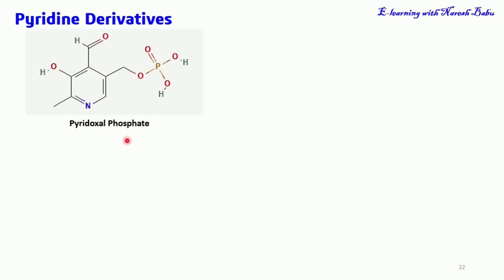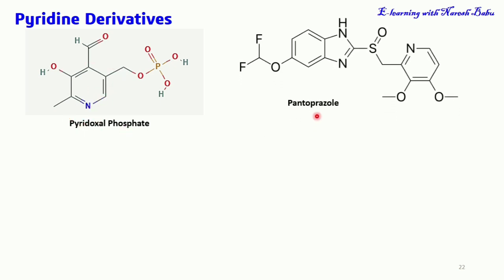Pyridoxal phosphate, which is used in vitamin B6 deficiency. We can use this one for vitamin B6 deficiency. In pyridoxal phosphate, the pyridine ring system is present. Another example is pantoprazole. This is the structure of pantoprazole. We can see the pyridine ring is there. Pantoprazole is a proton pump inhibitor used as an antacid.